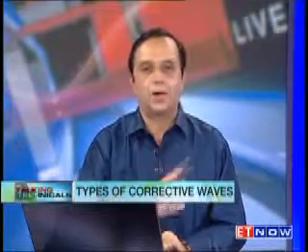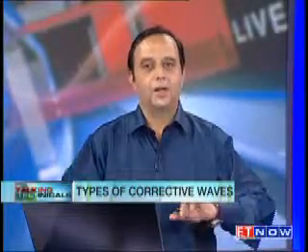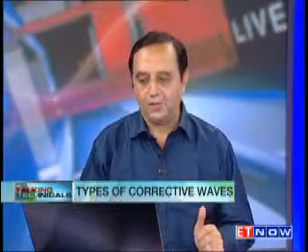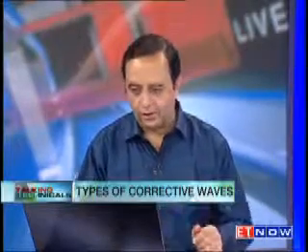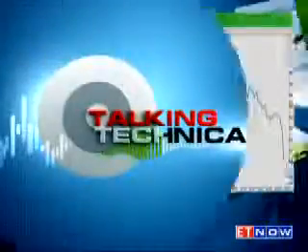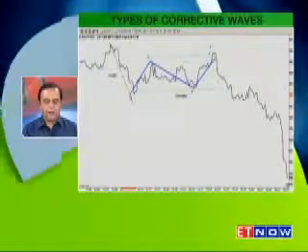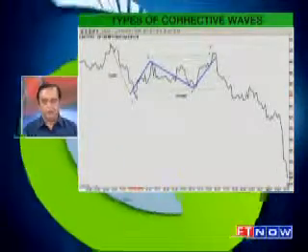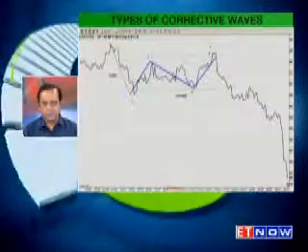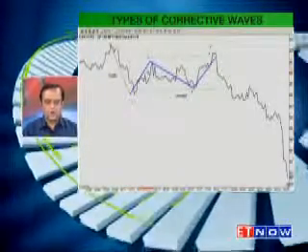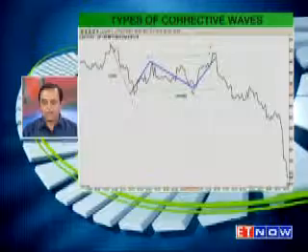So basically you got A, B and C, right? Now you got it in three different varieties. One is an ABC which we call a flat correction, which I have for you on the chart here. Now if you look at it, this is your downward impulse, right? And once you have a completed downward impulse, you will slip into a correction, right? So in the correction, you got an A, and you got a B, and you got a C.